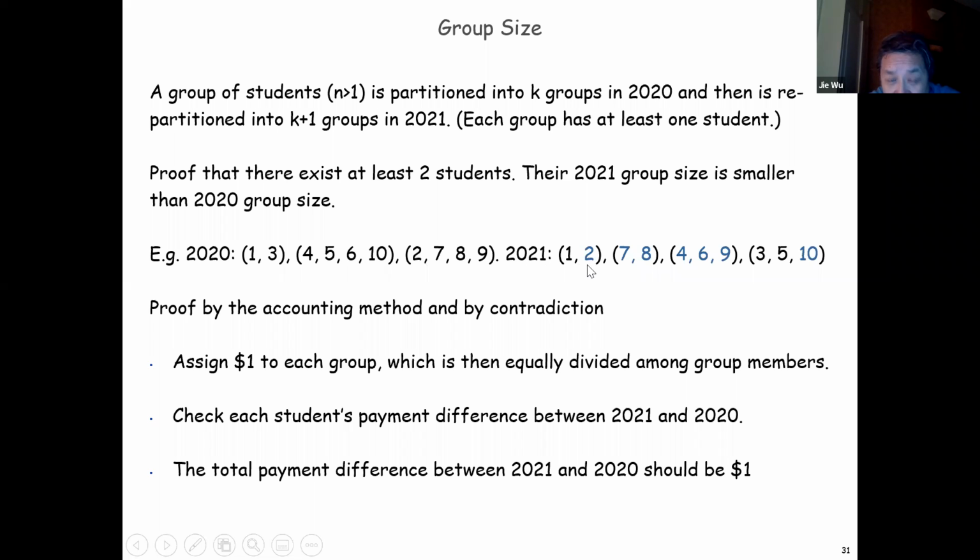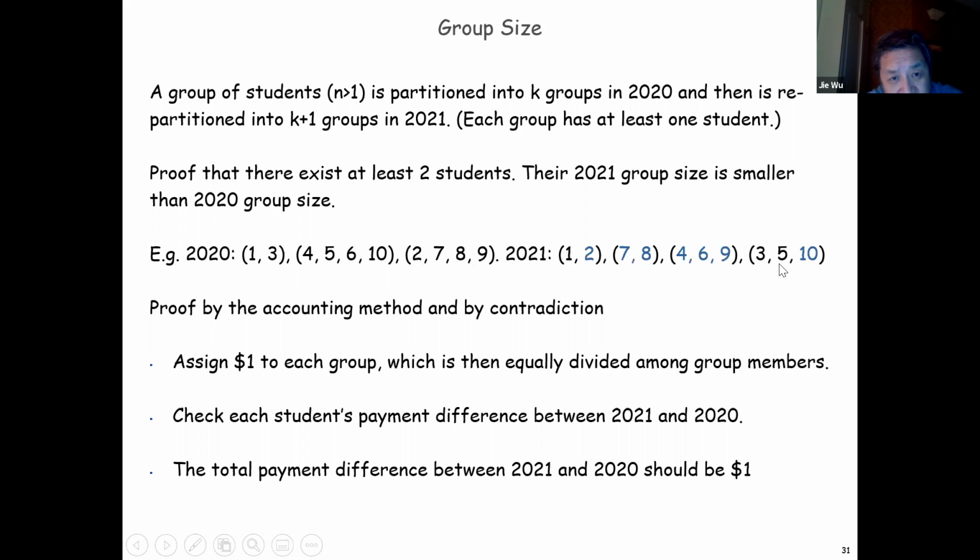When you divide into 4 groups, you don't really care how; it has nothing to do with the previous assignment. For example, this assignment: 1, 2, 7, 8, 4, 6, 9, 3, 5, 10. So what this really means is that you can always find 2 guys. Student 2, this semester, is in group 2, but last semester, he or she was in the group of 4. So that means this group size is getting smaller. Same reason for 7 and 8.